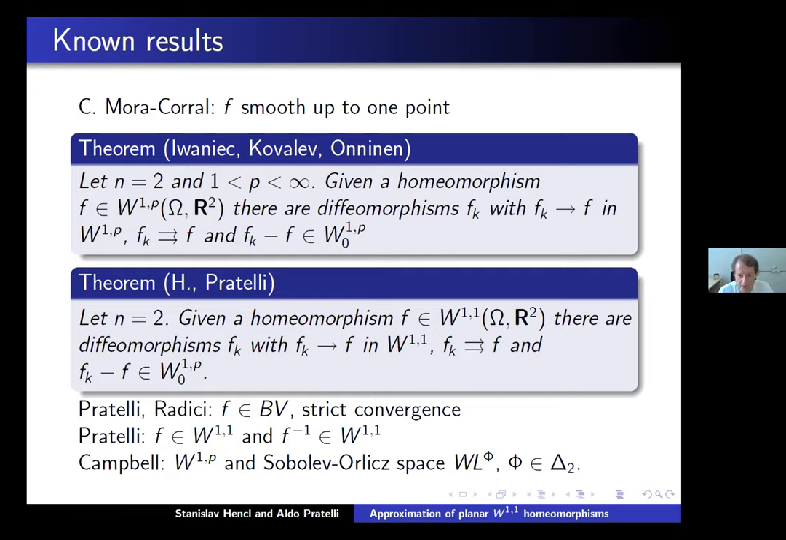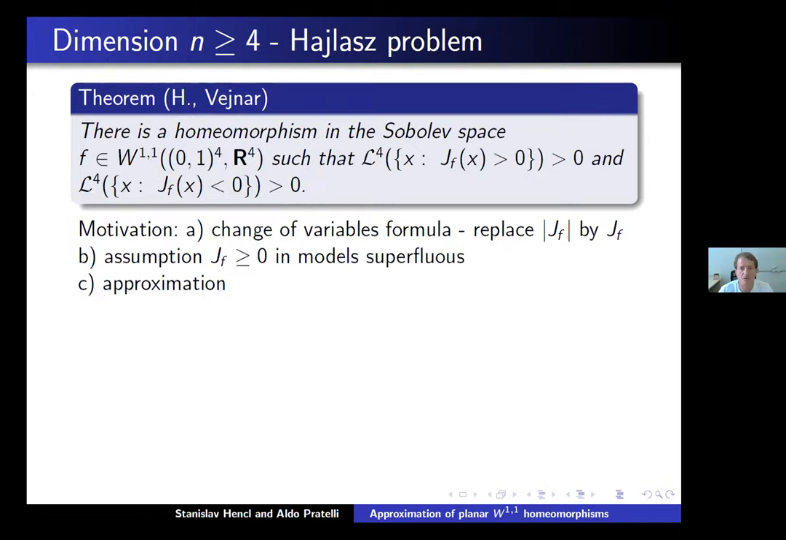But before going into that, I would like to have a small peek into higher dimension. So let me tell you some problem which is not connected at first glance. This is a question by Piotr Hajlasz: can you find a Sobolev homeomorphism where the Jacobian is changing sign? If you have a diffeomorphism, then you always know that the Jacobian is either non-negative almost everywhere or non-positive almost everywhere. But if you have only a Sobolev homeomorphism, is it possible that the Jacobian is changing sign? And indeed, it is possible.